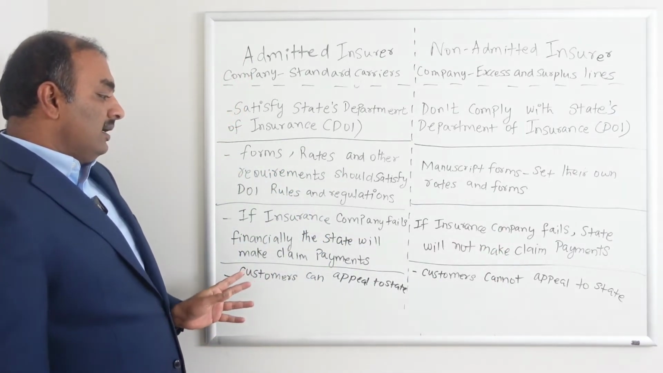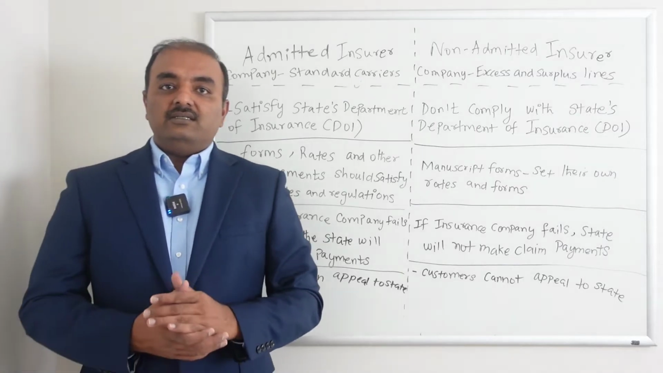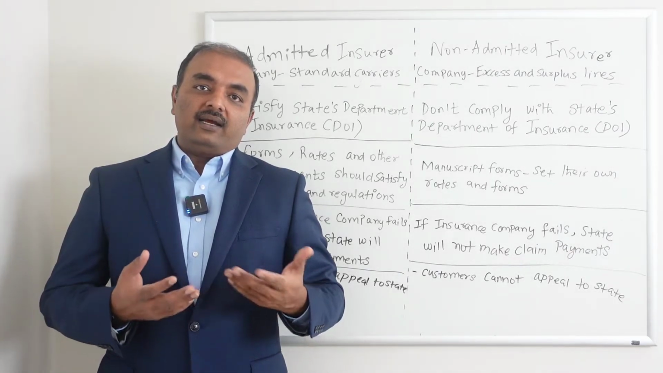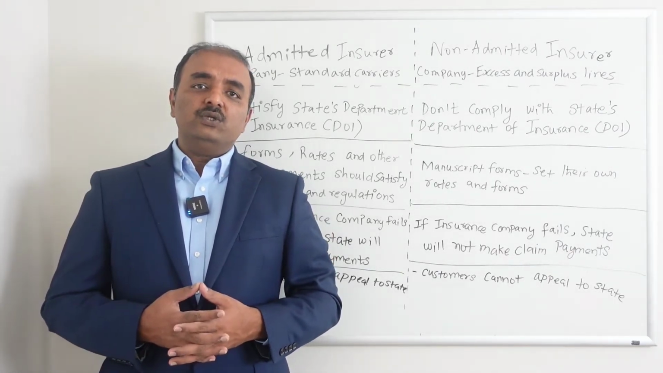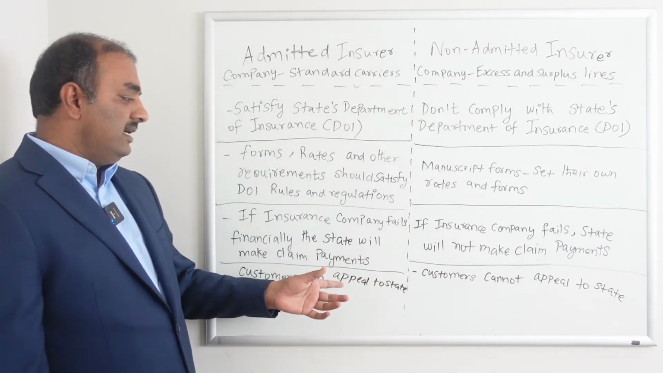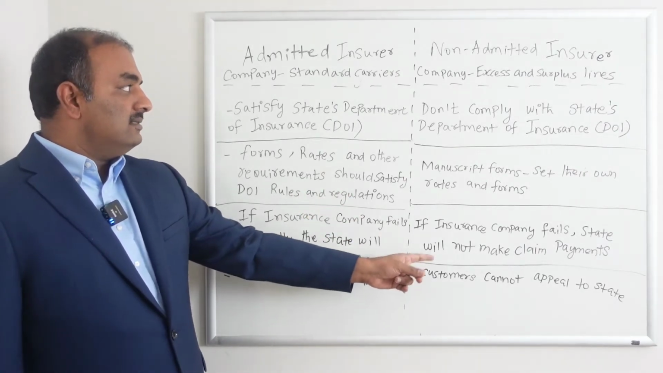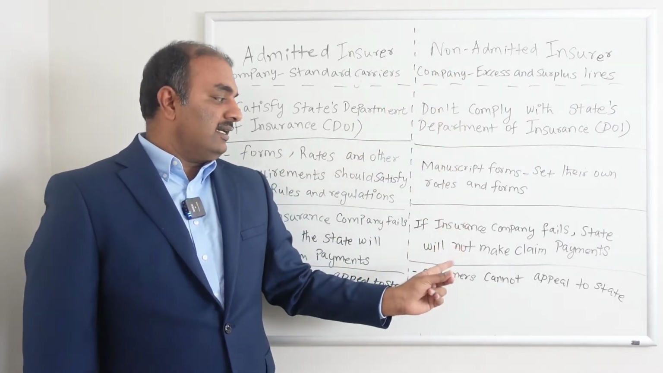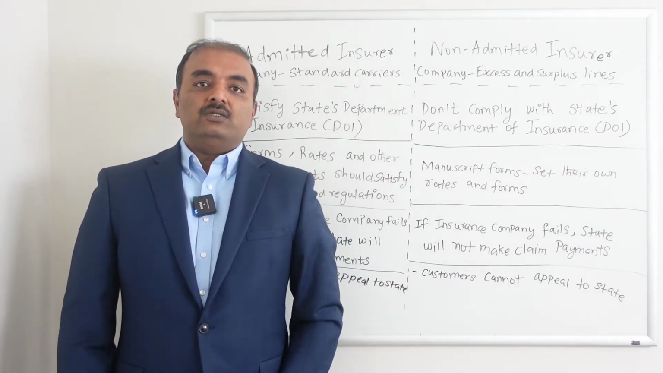Finally, customers can appeal, right? Say if customers filed a claim against an insurer and they don't pay it on time, customers can always file a complaint against the insurer with the state. Whereas with a non-admitted insurer, customers cannot appeal to the state. So these are the differences.